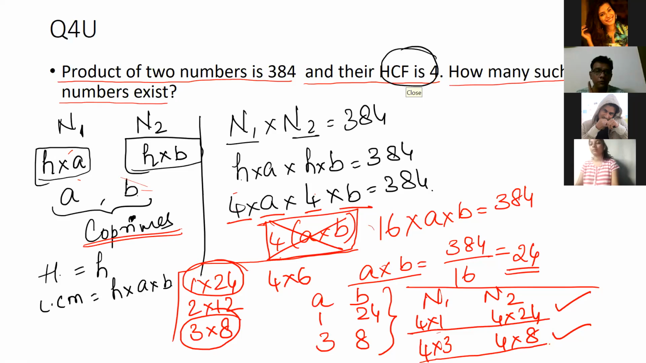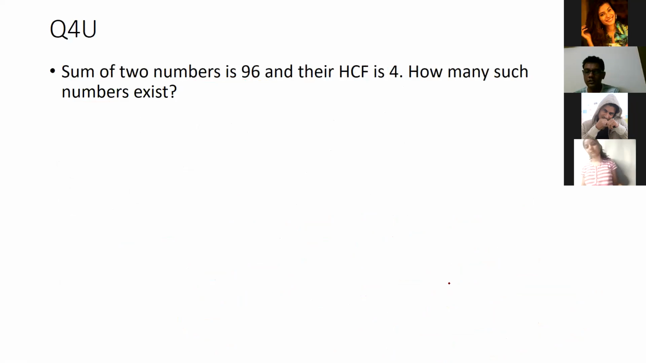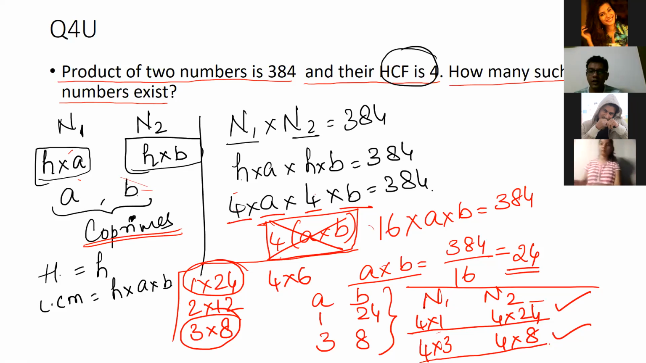The question is not about finding HCF. The question is not about finding the values of the number. The question is about how many such numbers exist. And if there are two sets of numbers existing here, when I'm solving this question, then the answer for this question will be 2. That's it, nothing else to do.